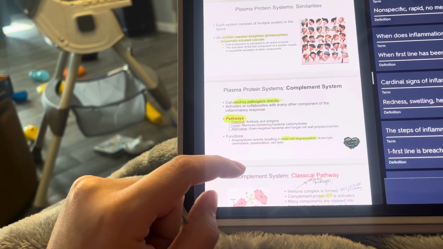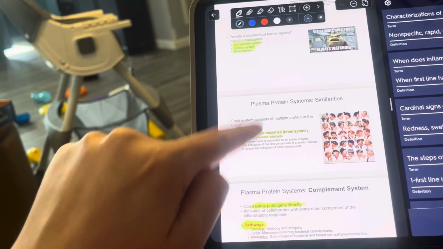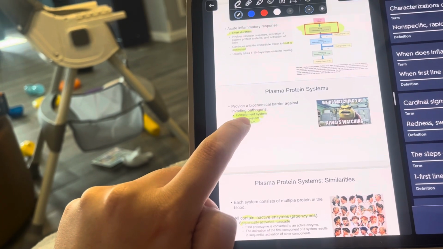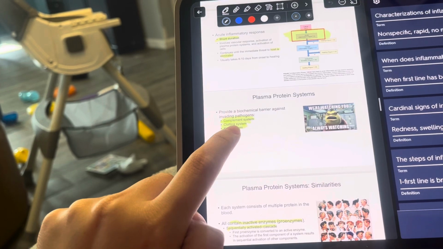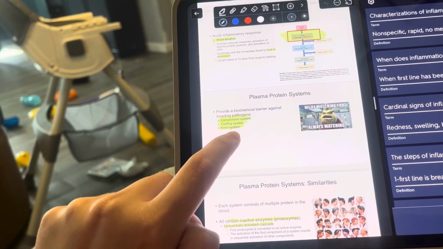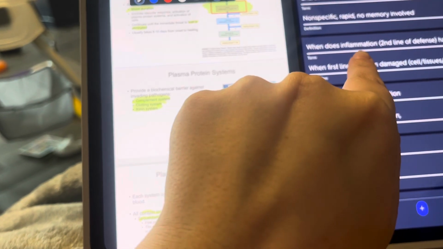And then your complement system is like where you start seeing bacteria that get in being destroyed. So this system is like, okay, we're going to destroy some stuff, but it's not specific. The clotting system is like, we're going to stop the bleeding. And the Kinnin system is like, we're going to close the hole. So that's also part of our second line of defense. It's also part of this inflammation here, okay?